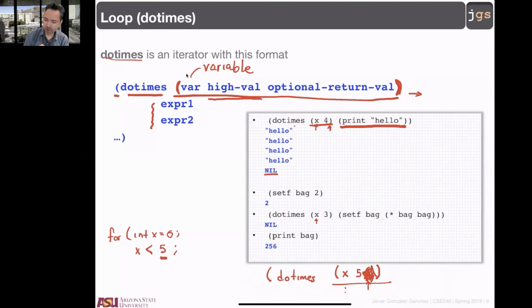So now, hopefully this example is clear. It's like do times, the variable is x, I'm going to stop at 4. So this loop is going to run 4 times. And the instruction that I am going to execute 4 times is print, and I am printing hello. So print hello, 1, 2, 3, 4 times. And then the nil, that is the return value of the do times, is then printed on the screen. Done.